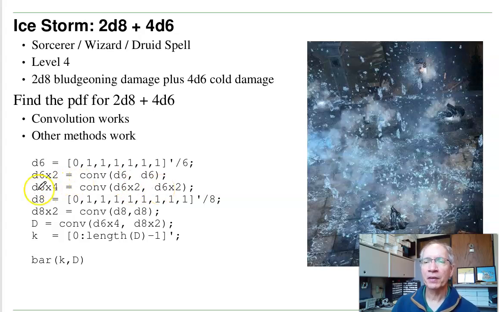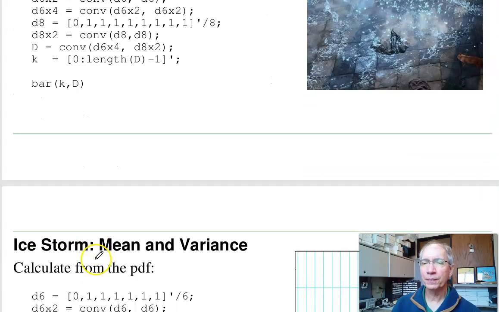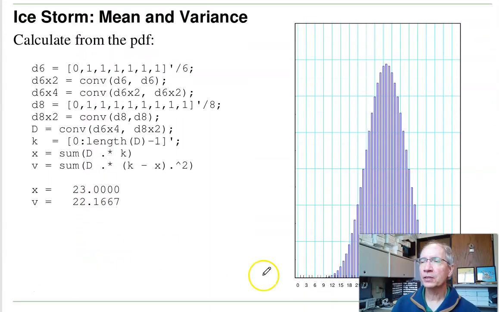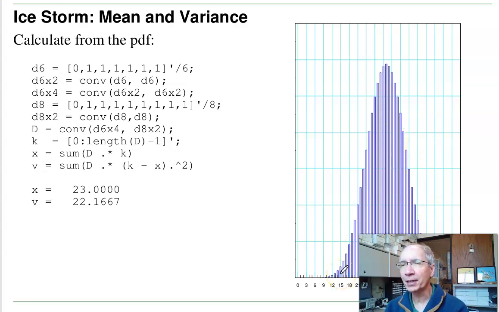But anyway, I've got 4 6-sided dice. Here's the PDF for an 8-sided die. Convolve it, I get 2 8-sided dice. Convolve 4d6 plus 2d8, I get Ice Storm. If I plot the damage, there's the damage for an Ice Storm spell. Again, this bell-shaped curve, one more time.